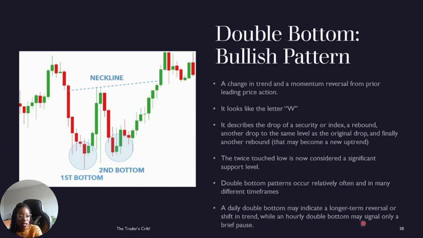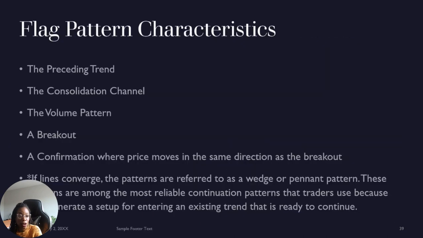The twice touched low is now considered a significant level of support. Double bottoms occur relatively often and on different time frames. Again, the larger the time frame, the stronger the W. A 5-minute W is not going to be as strong as a daily W. A daily double bottom may indicate a longer term reversal or a shift in trend, while an hourly double bottom may signal only a brief pause.